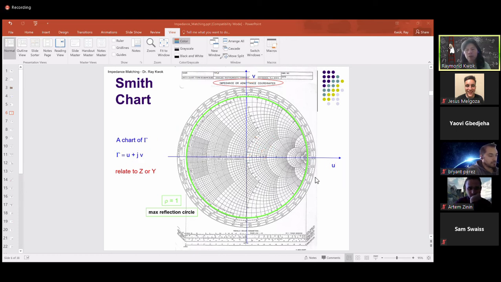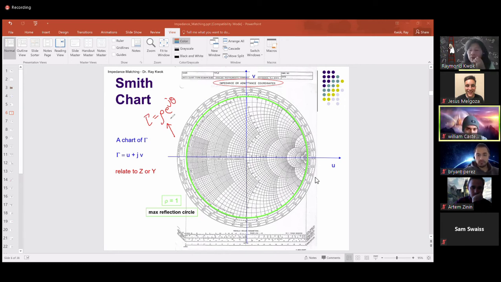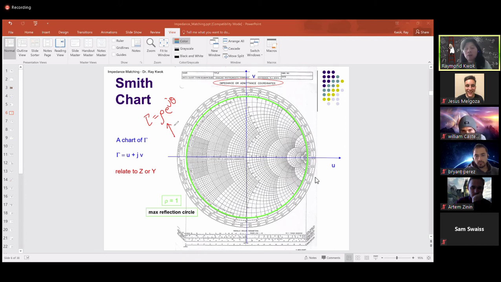Okay, so let's look at some of the parameters again. Let me rewrite it: rho e to the j theta. So what is the maximum value of rho? The biggest number of rho? 1. 1 means 100% reflection, right? You cannot have more than 100% reflection. So rho has to be equal to or less than 1.